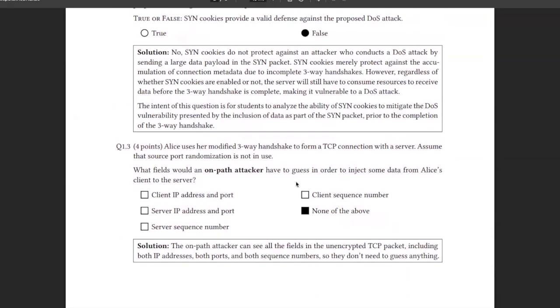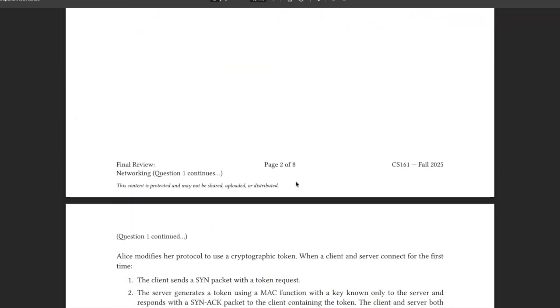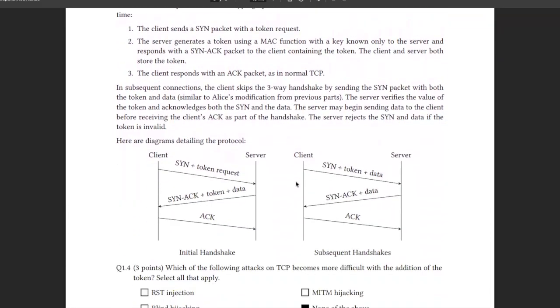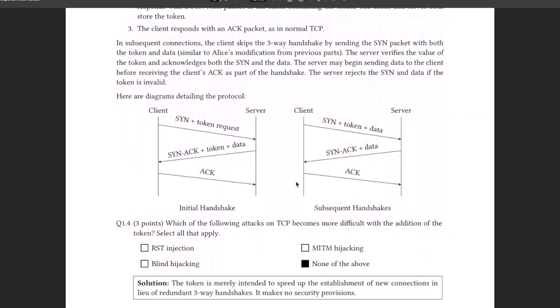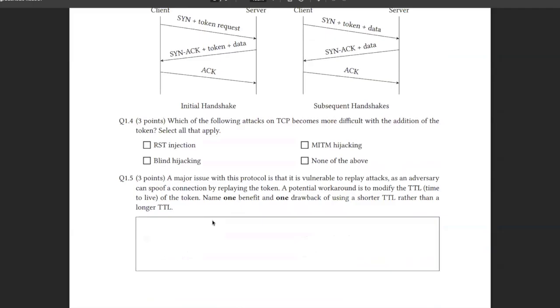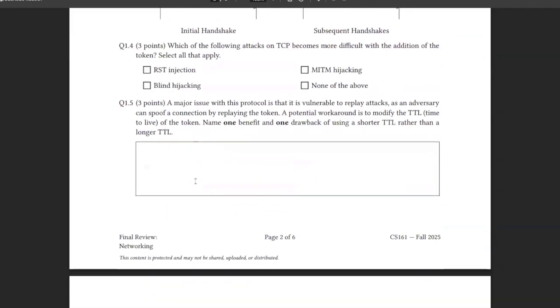Yeah, okay, so there's the thing. See if we can finish this question at least. So we have none of the above, and the answer for that is that the token is merely intended to speed up the establishment of new connections in the three-way handshake. It makes no security provisions. And yes, that's about right. Okay, let's just go through this part.